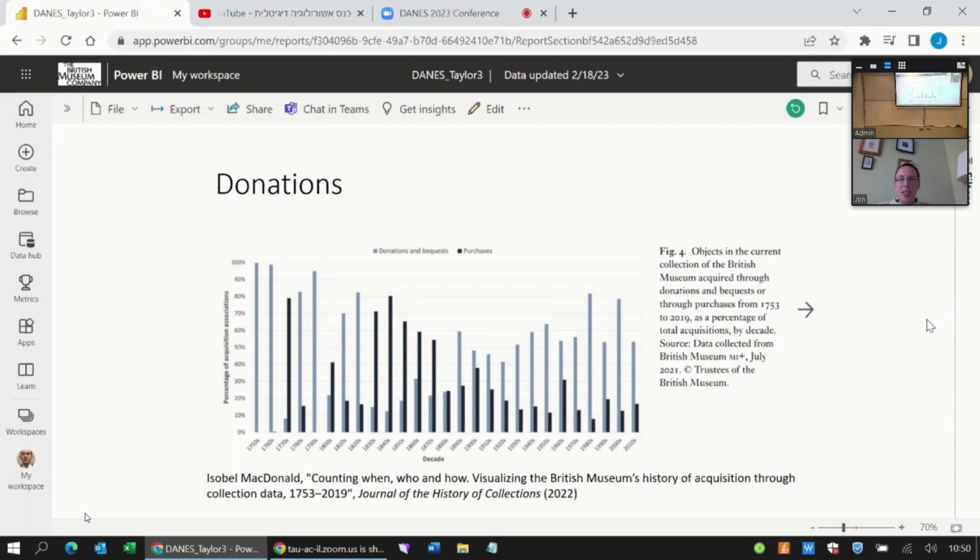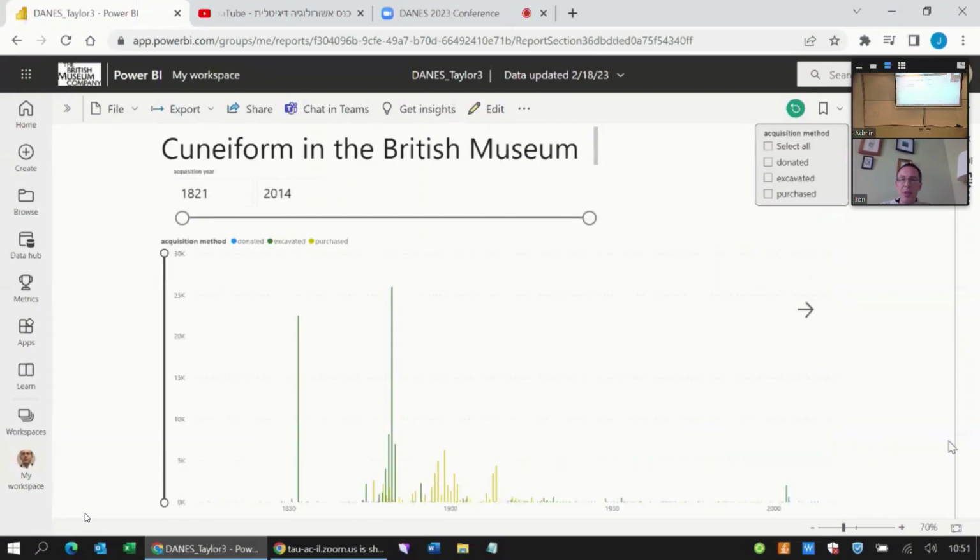So if we go back to Isabel's article, you can see here the proportion of acquisitions that are donations is marked in this grey colour. And throughout pretty much all of the museum's history, in numerical terms, donations have been a huge part of the acquisition of the collection. If we switch now to the cuneiform again, you see it's not.